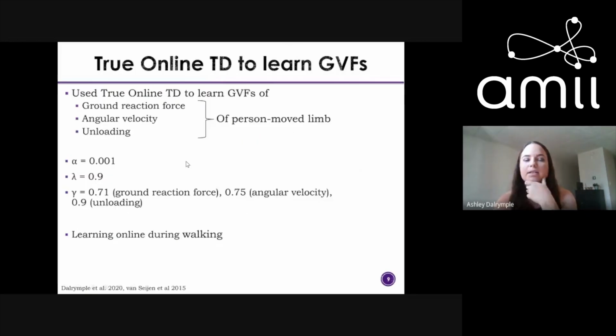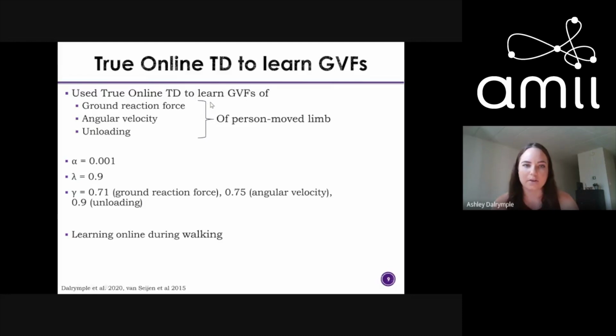And so what we did instead is we actually went to reinforcement learning, and instead of using raw sensor values, we looked at instead learning predictions of those sensor signals and seeing if they would be more reliable. So the algorithm of choice, we used true online TD learning to learn general value functions of the ground reaction force, the angular velocity from the gyroscope, as well as an unloading signal. So we defined that as a weight-bearing threshold minus the ground reaction force. And this is kind of an indication of falling that's specific to the weight of each animal.